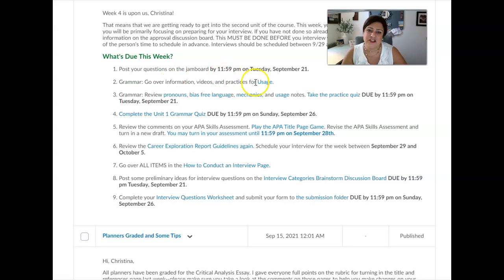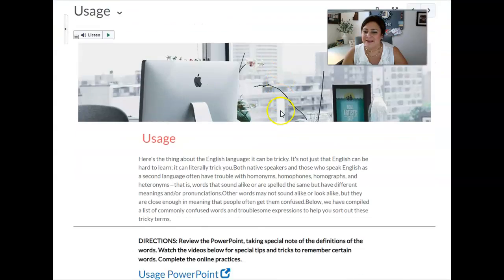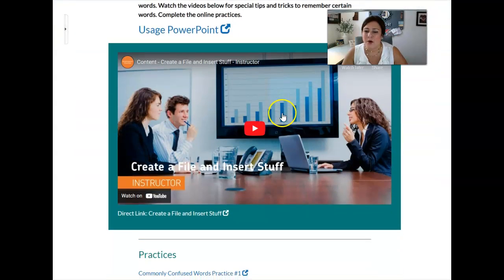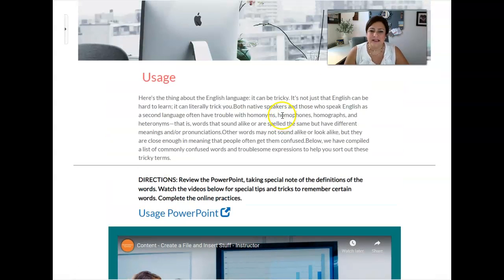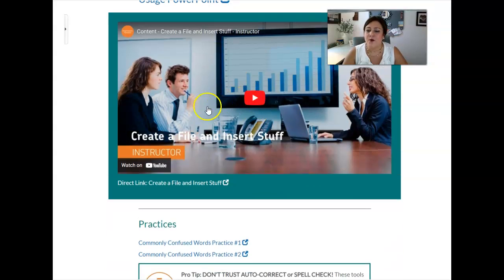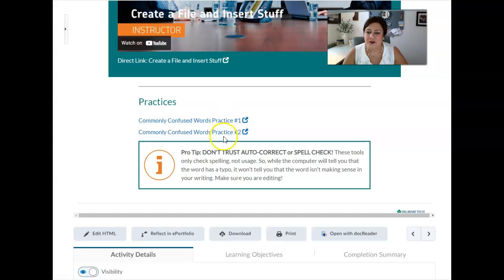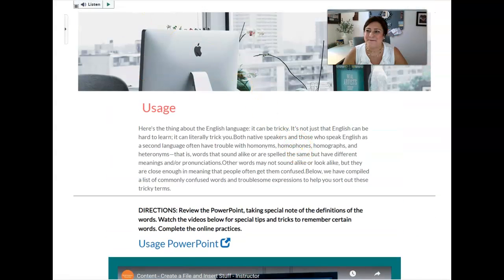This week, you are finishing up grammar with usage. When we look at usage, you are looking at commonly confused words. So words like there and their, accept and except. I'm trying to think of all the others, but you get the idea. There is a PowerPoint there for you. There is a short video, and then you have practices to complete.